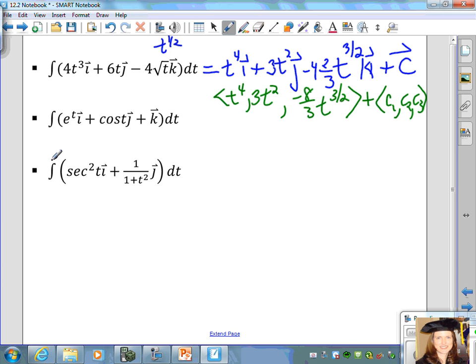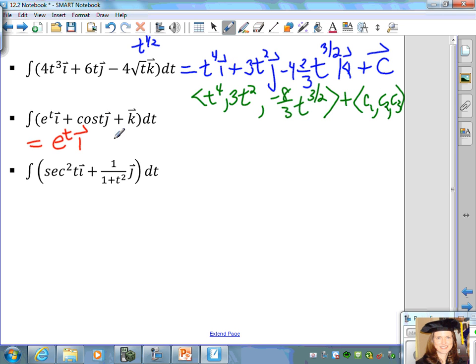Let's do the next one. Let's integrate the vector-valued function e to the t i plus cosine t j plus k dt. The antiderivative of e to the t is going to be e to the t plus your constant, so e to the t i, plus the antiderivative of cosine t. Antiderivative of cosine t is sine t, that's your j. And then the antiderivative of the k component, the antiderivative of 1, would be t, that's your k component, plus a vector of constants.